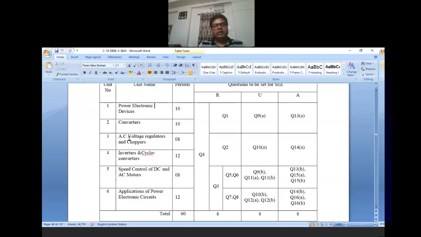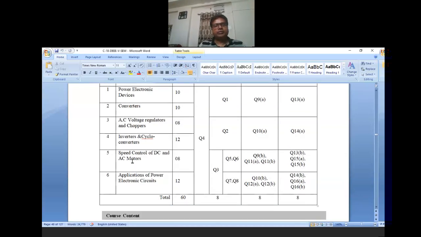And all the following units comprise also the same power electronic devices, that is AC voltage regulators and choppers, inverters and cycloconverters. In all these 2, 3 and 4 units, we will be discussing the different power electronic devices, their characteristics and their control. And in the fifth and sixth units, speed control of DC and AC motors and also applications of power electronic circuits. We will be studying the applications of what we have understood in the first 4 units regarding the power electronic devices.